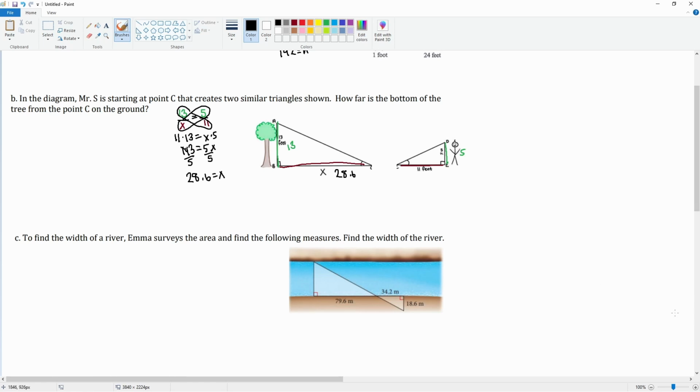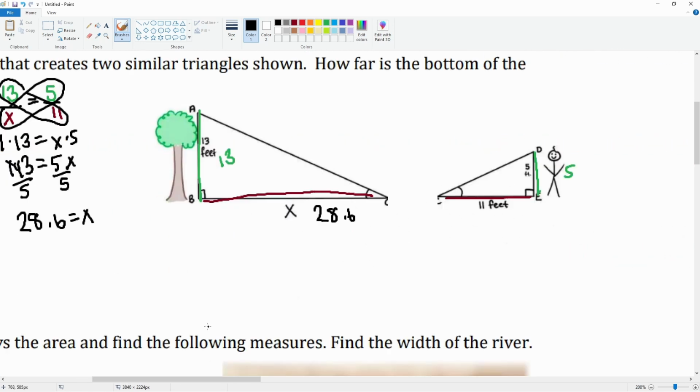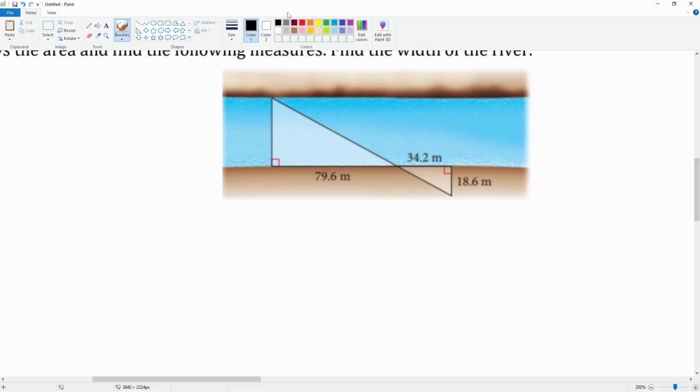Find the width of the river. So this problem is a very classical problem that people ask in this section. Basically, the width of the river is W. So you need to color code it so you can set up the triangles correctly. Here we go, that's red. That is blue, and then let's do one more color. This is green. Perfect. Okay, now we can set up the proportion.